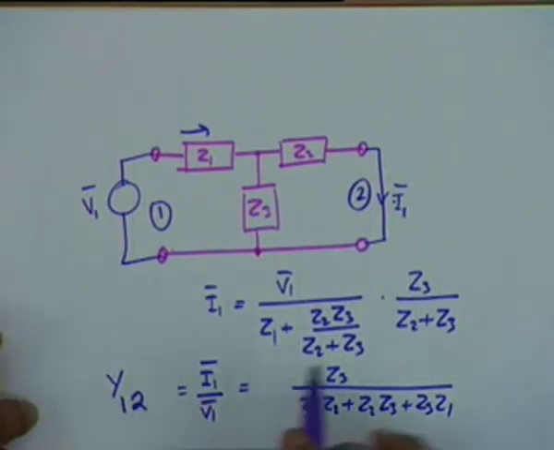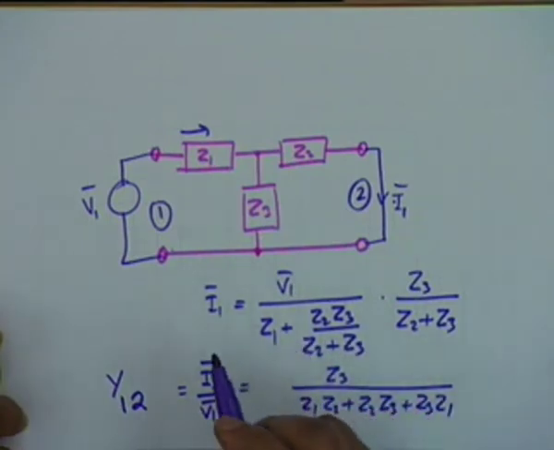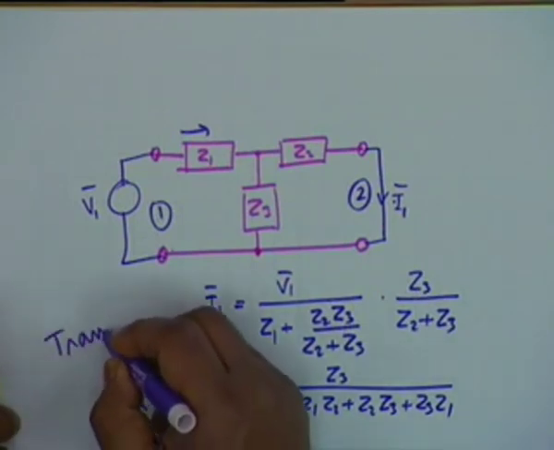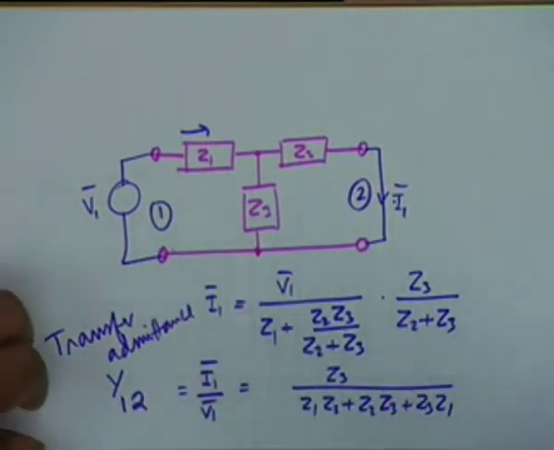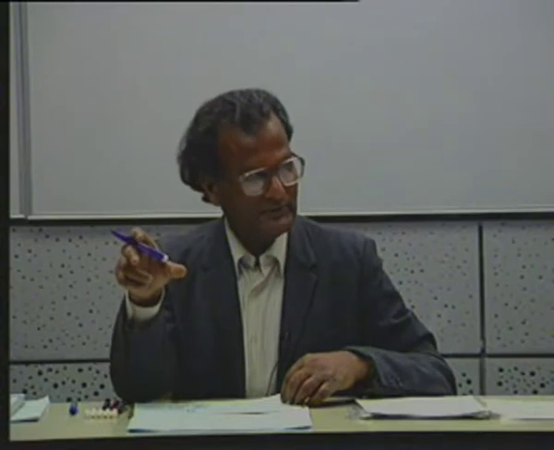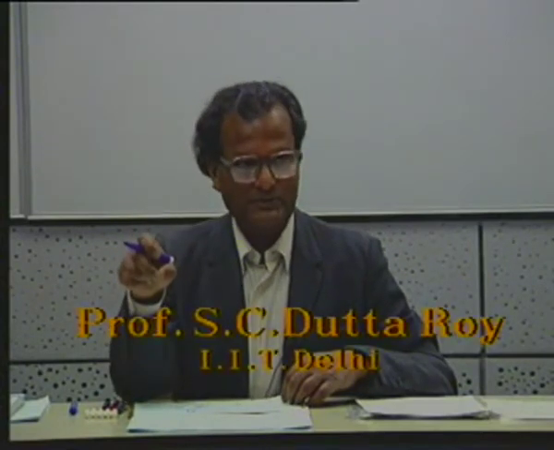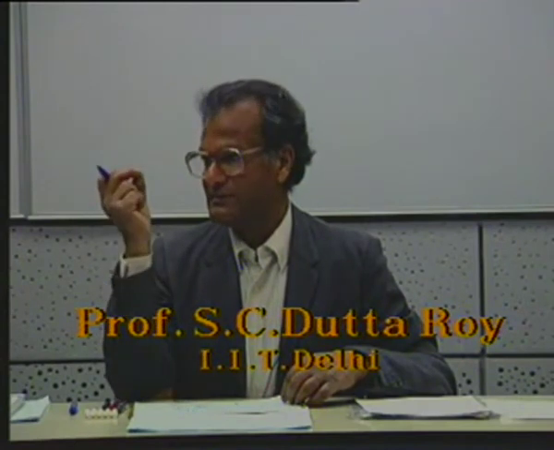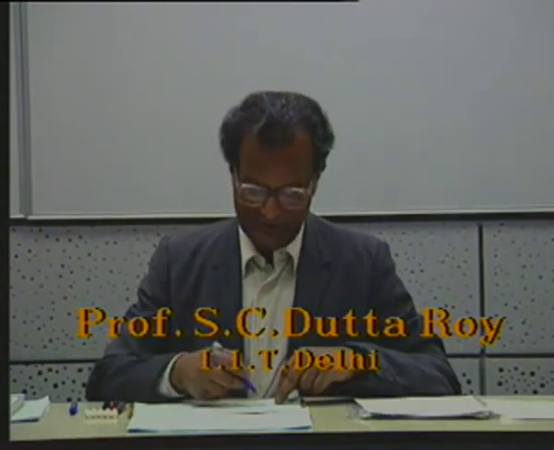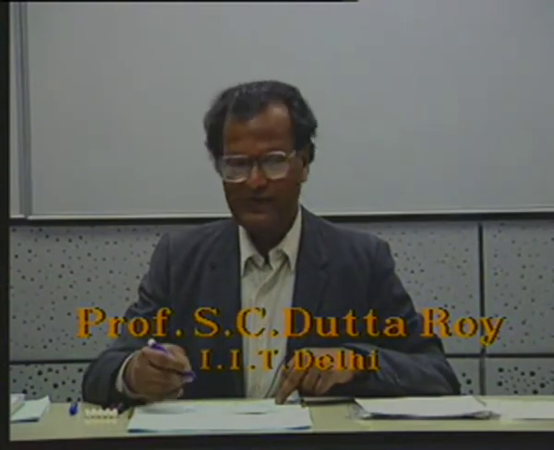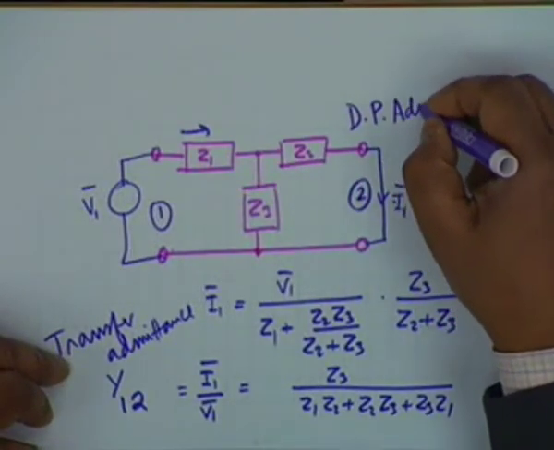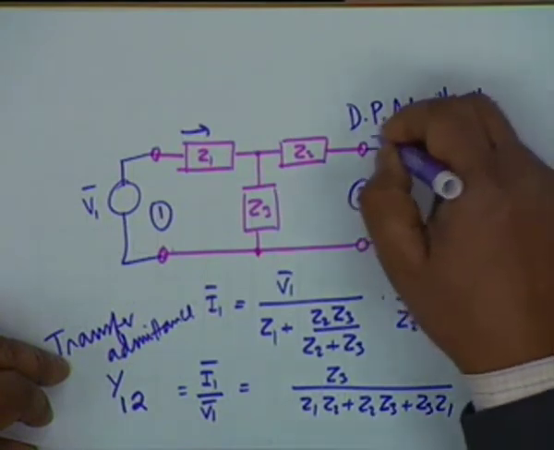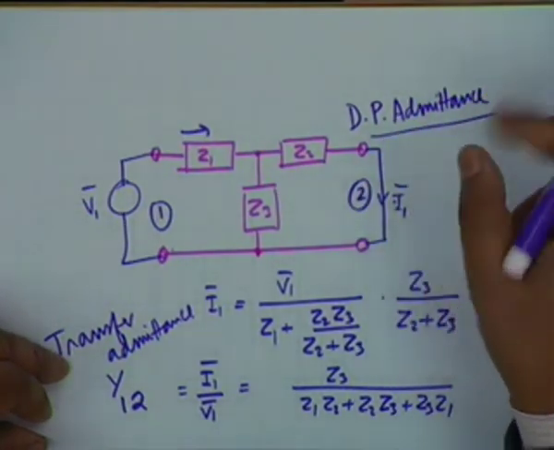Y12 is the response obtained, the current response at port 2 divided by the voltage excitation at port 1, and it is called transfer admittance. You understand the meaning of transfer? If we had applied the voltage at a port and measured the current at the same port, then we simply call this an admittance. Or sometimes, to distinguish between transfer admittance and simple admittance, we may also call the latter driving point admittance. That is, admittance is measured at the port at which you are driving.